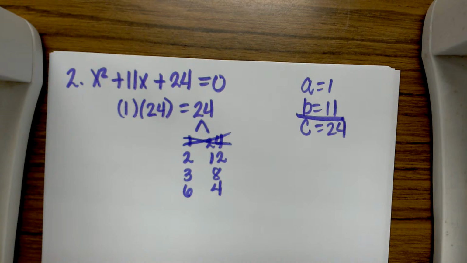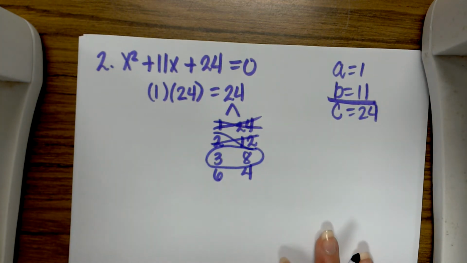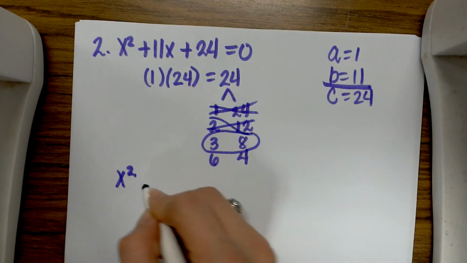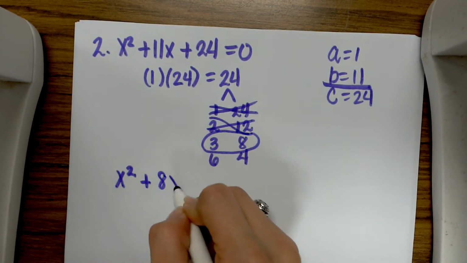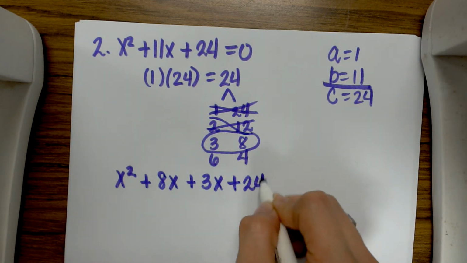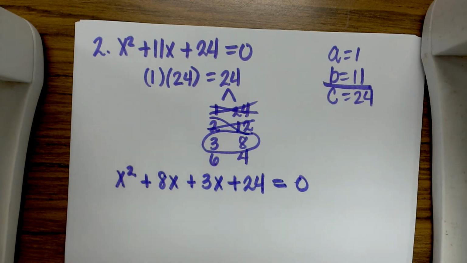2 and 12. If I subtract them, I get 10. If I add them, I get 14. That doesn't work. So if I add these together, 8, 9, 10, 11, well, that works. They add up to 11. So I'm going to use 8 and 3. So let's go ahead now. We're going to do our next step, and we're going to rewrite it. We have x squared plus 8x plus 3x plus 24 is equal to 0.